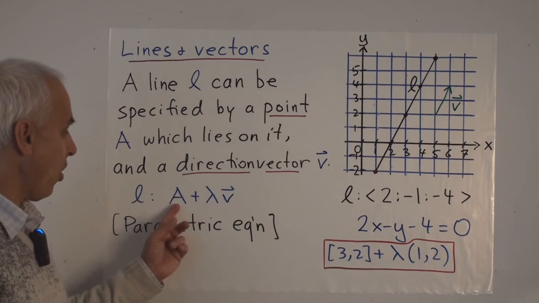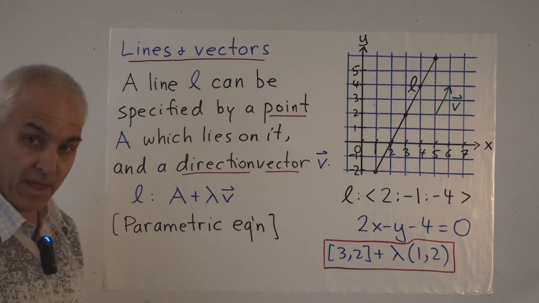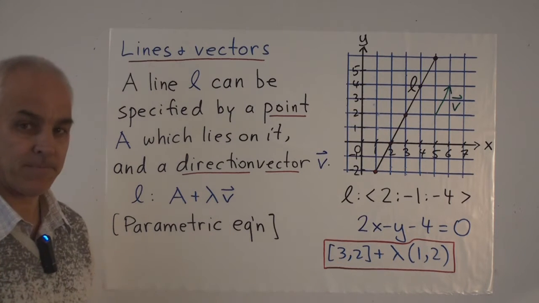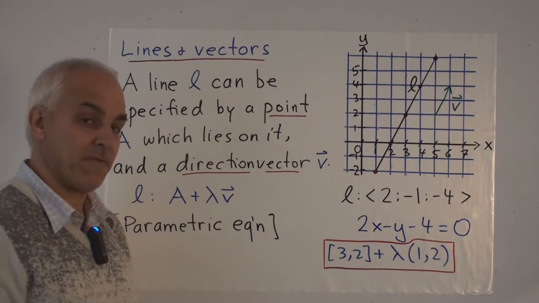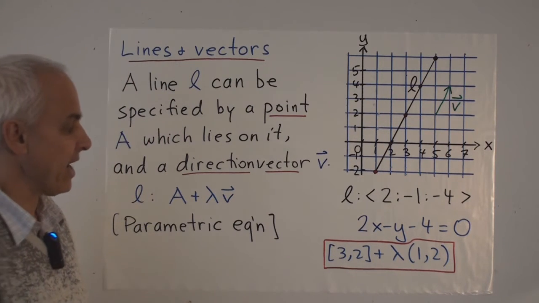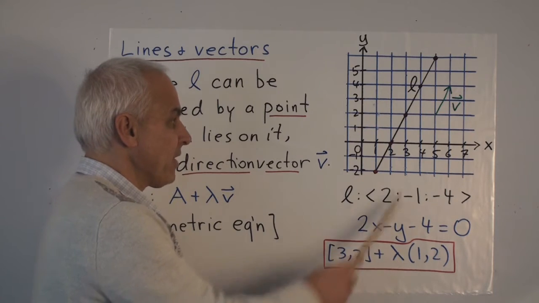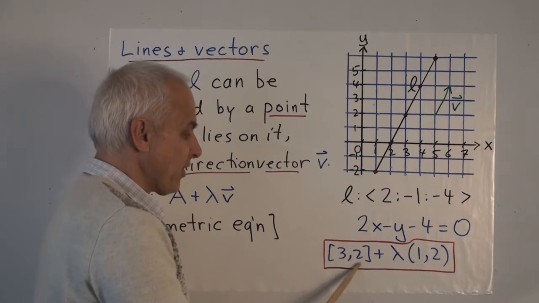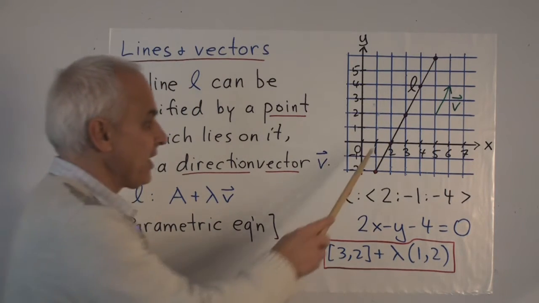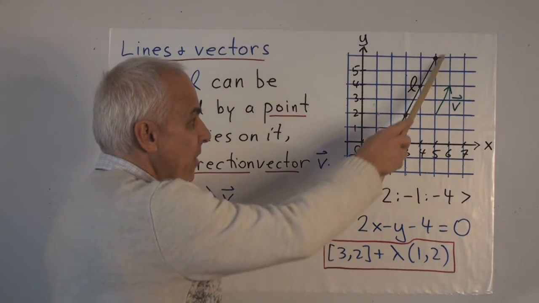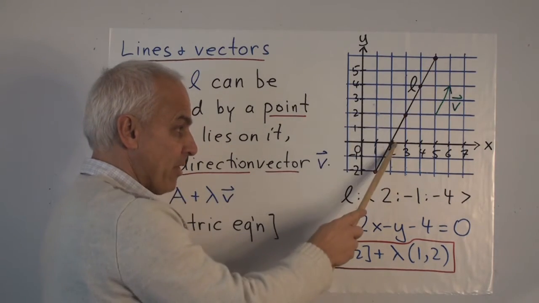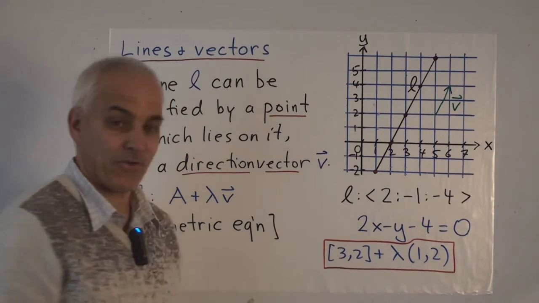In other words, it's all those points that are obtained by starting with A and adding some arbitrary multiple of v. For example, if A was the point (3, 2), then we could express the same line as (3, 2) plus lambda (1, 2). So we start at (3, 2), and we're allowed to add any multiple of the vector (1, 2), and that gives us, as lambda varies, all possible points lying on the line. And not just points in that direction, but also points in that direction, because lambda is also allowed to be negative.